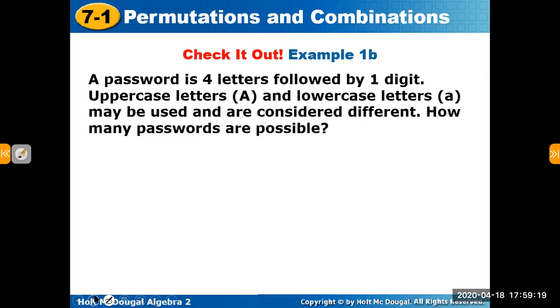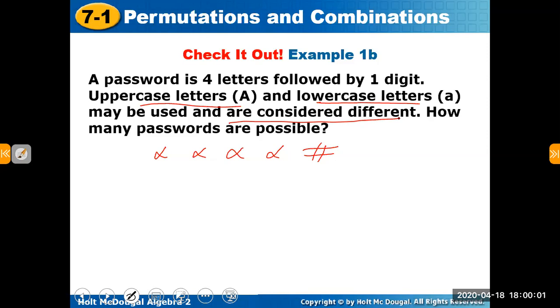This one is also a good question. A password is 4 letters followed by 1 digit, so similar to the one we just did. So 4 letters, letters will use alpha, followed by 1 digit. Uppercase letters and lowercase letters can be used and are considered different. So if you use uppercase and lowercase, in this situation, they are considered different. How many passwords are possible?